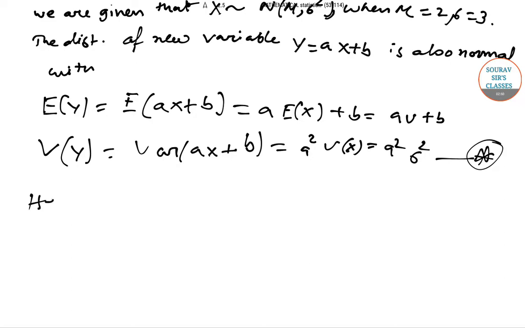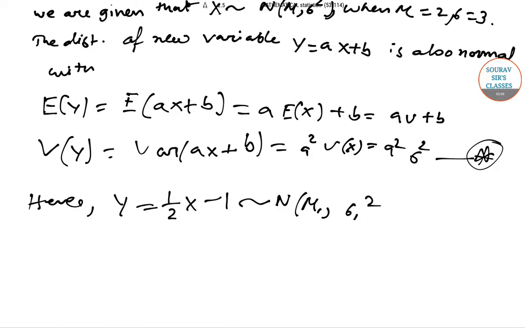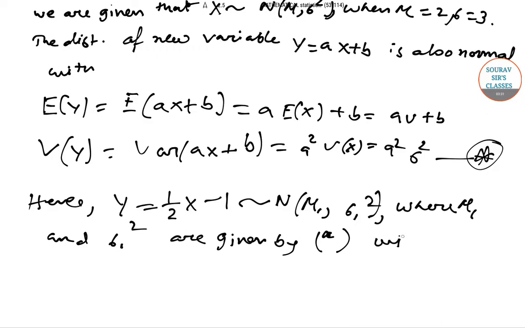Hence, as given, y equals half x minus 1 tends to normal mu 1 comma sigma 1 square, where mu 1 and sigma 1 square are given by the star formula with a equal to half and b equal to minus 1.